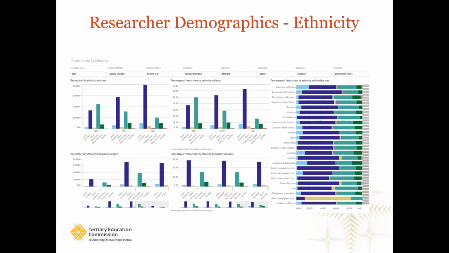This sheet shows the total number and percentage of researchers by ethnicity, by year, and funded quality category. So again, looking at the right-hand graph, this shows the breakdown of researchers' ethnicity by subject area. Given the number of different ethnicities represented, there is a scrolling function, again, on that far right-hand side that allows you to see the distribution across all of the different subject areas.